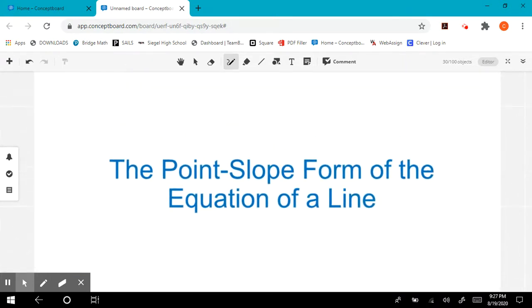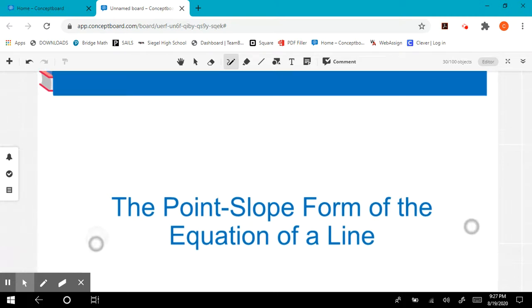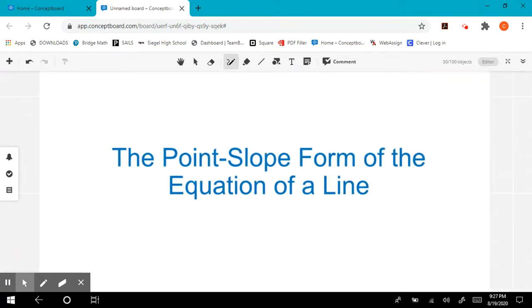All right, so now we've talked about slope. Now we're going to use slope as part of a line and equations of a line. So there are several different forms of the equation of a line. I'm sure you remember. We've got point slope form, slope intercept, and then we're going to look at a general form. But the point slope form is what we use most often when we are trying to write an equation.